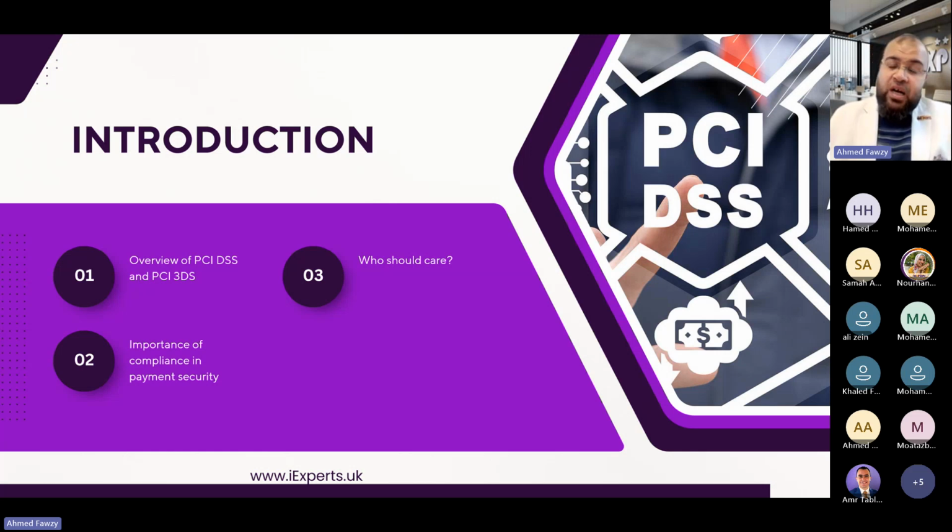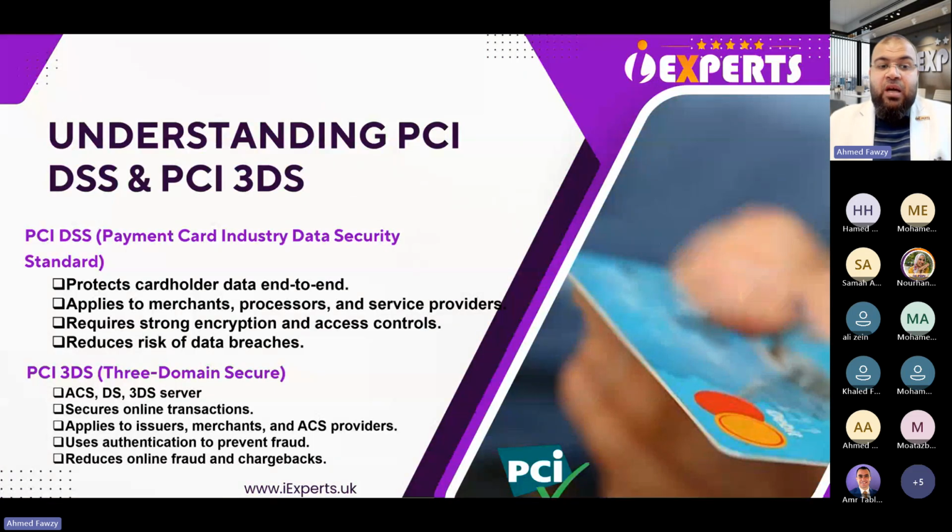When we go to the PCI 3DS, usually you notice that when you start to make some certain online transactions, it is an extra layer of requirements. When you go to make certain transactions with your credit card, sometimes it will tell you, I will send you an OTP. The bank or the issuer here in this game will send you an OTP. This OTP here is because the PCI 3DS stands for 3-domain secure.